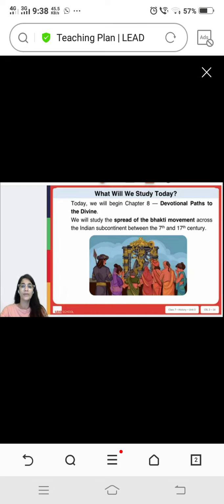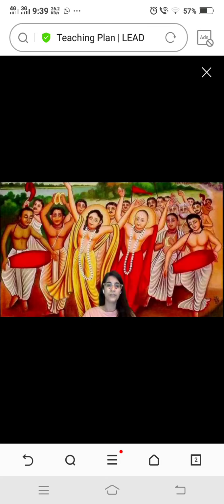So today, we're going to begin chapter 8, called Devotional Path to the Divine. We will study the spread of the Bhakti movement across the Indian subcontinent between the 7th and the 17th century. So we saw how the emergence of new towns led to the development of new ideas, especially the idea of God and different methods of worship.